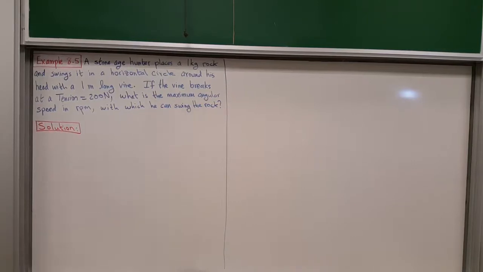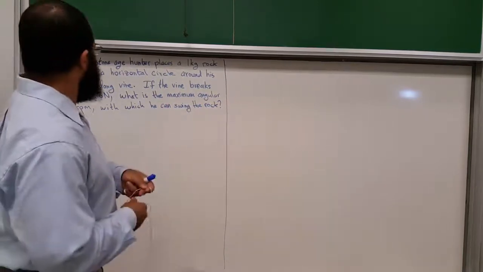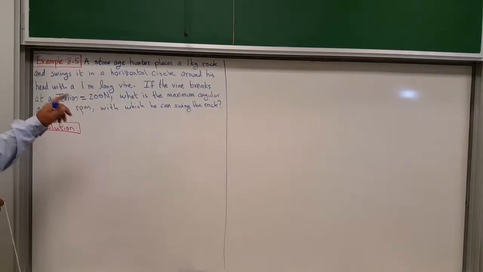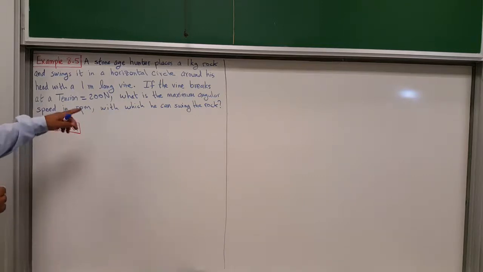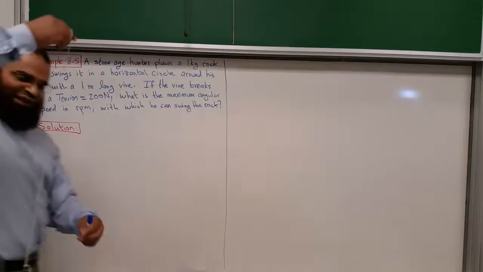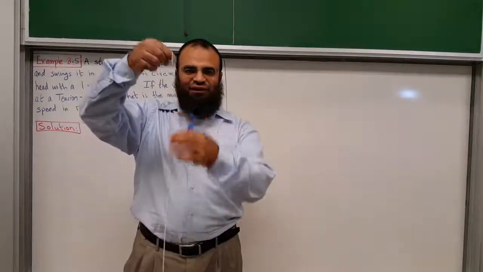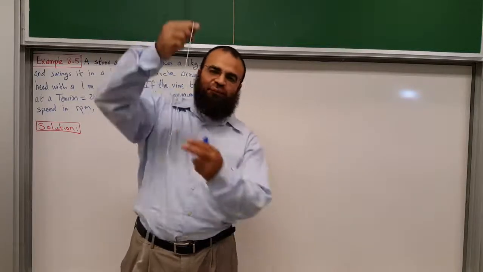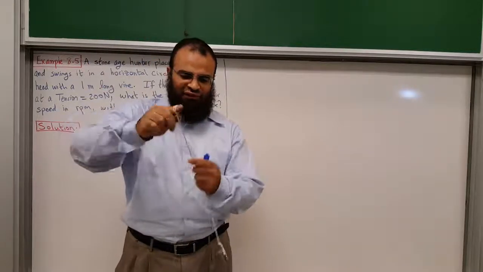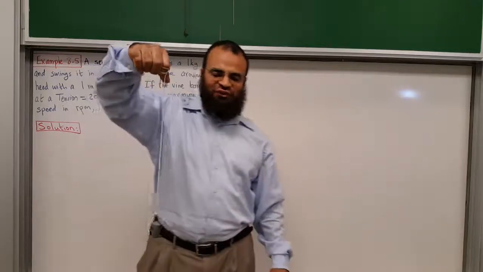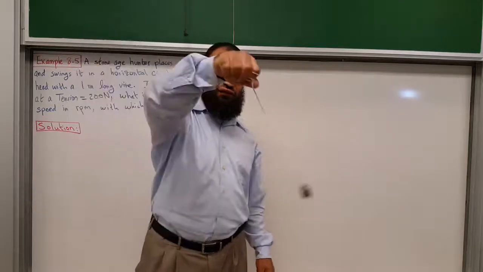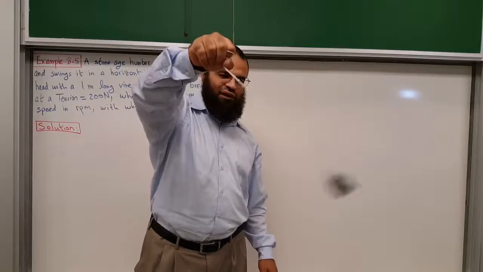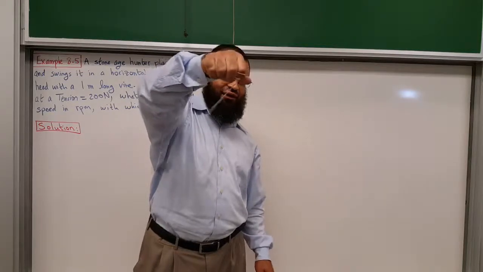Okay, so I cannot get you a Stone Age hunter, and I cannot get you a rock, and I also can't get you a vine. But I got you myself. I got you a string, and I got you a piece of metal here. Let's say this is 1 kilogram. Let me try this so I don't hit myself. I'm not going to spin it around my head, so I'll just give you a horizontal circle. Here's the rock, well, the mass.